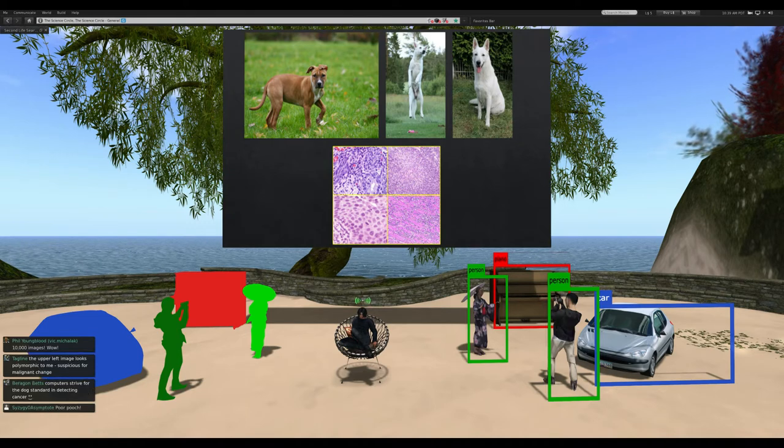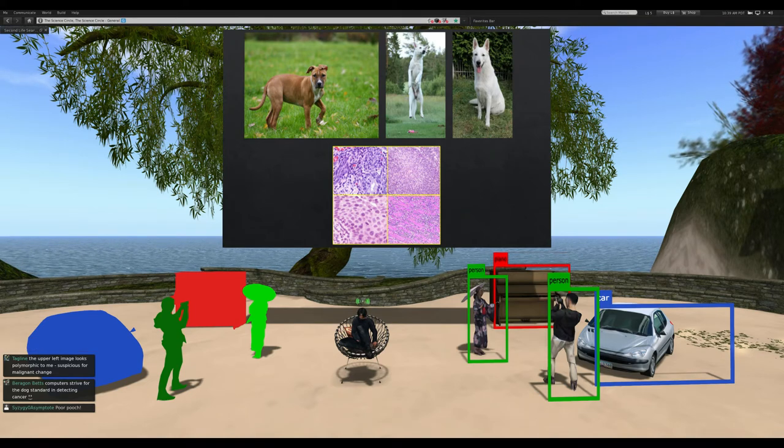In staining, for example, one of the big problems is that there's a lot of stain variance in the images.